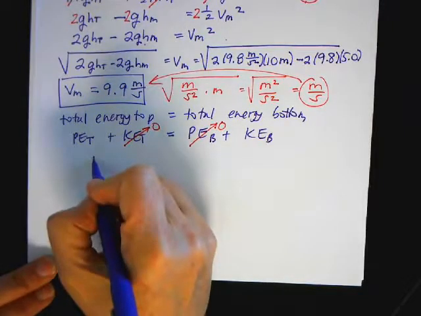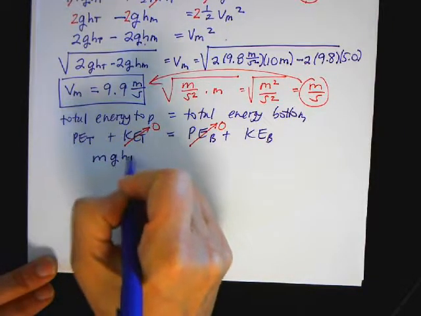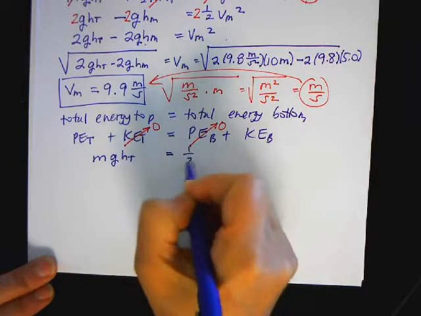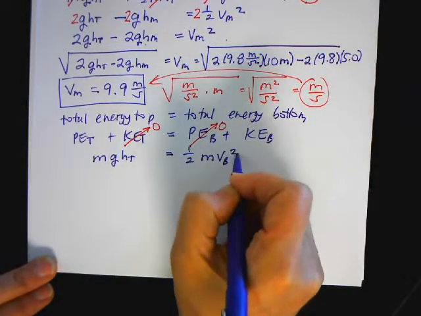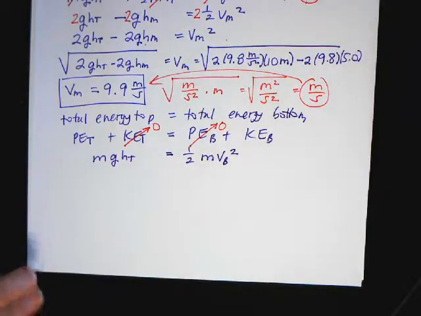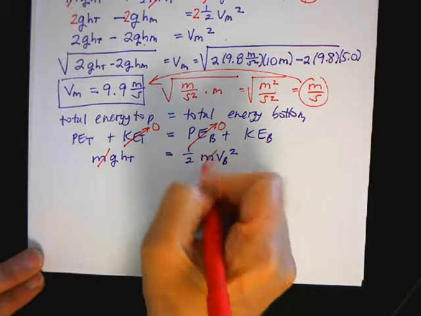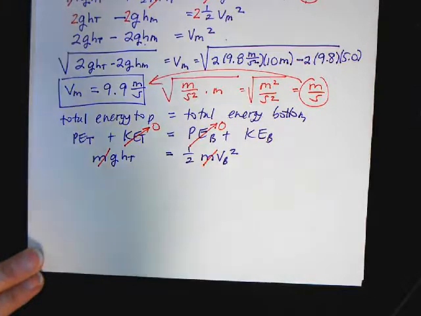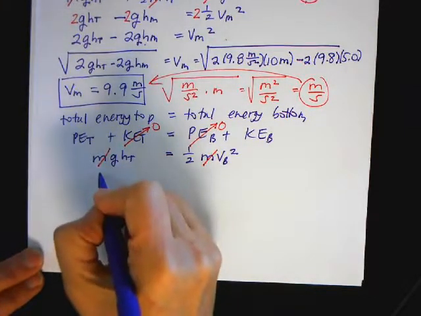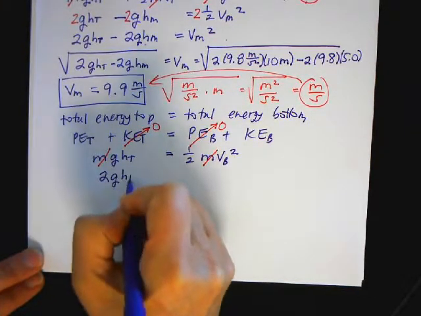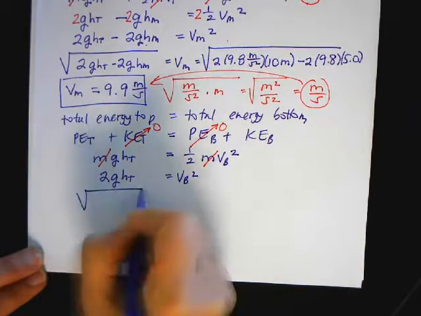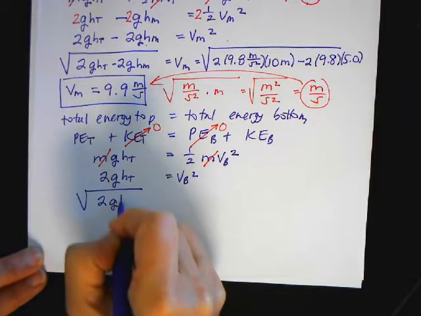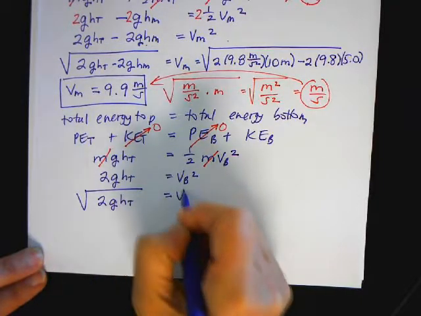So now I have mgh at the top is equal to 1/2 mvb squared. So I'll cancel my m's. Remember, I'm going to rearrange the equation to solve for the unknown in terms of the known. So 2gh at the top is equal to vb squared. So the square root of 2gh at the top is equal to vb.